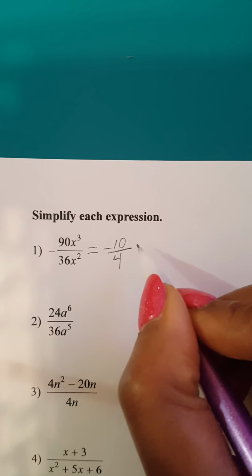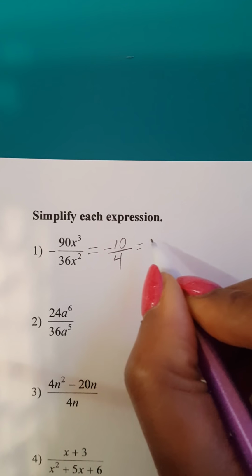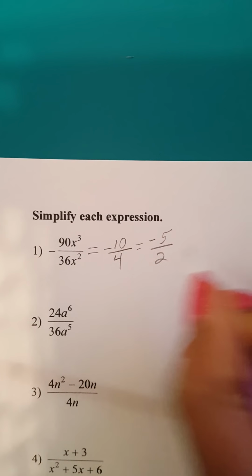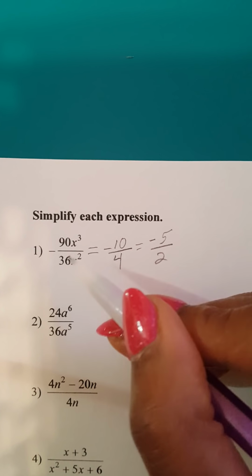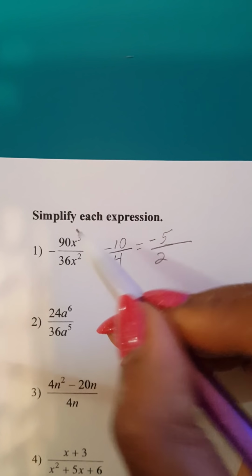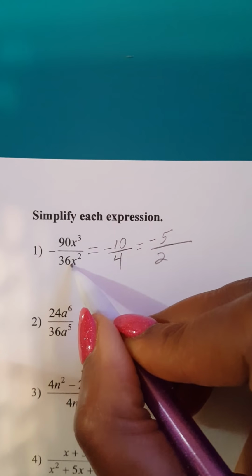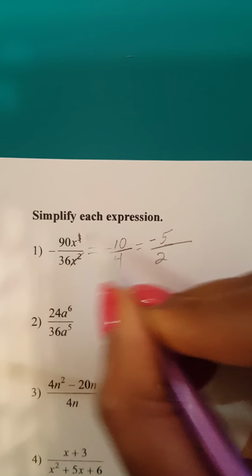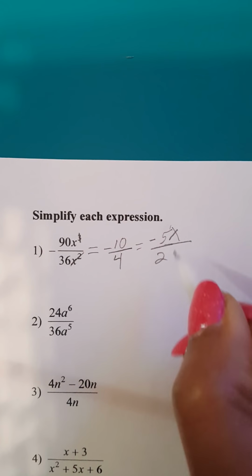It will reduce again. 2 goes into negative 10, that's negative 5. 2 goes into 4 2 times. So 18 was probably the highest that we could reduce that by. Now with the variables, you have 3 x's on top and 2 on the bottom. Both of those 2 will cancel with 2 on the top, and you're left with 1 on the top. So your final answer should be negative 5x over 2.